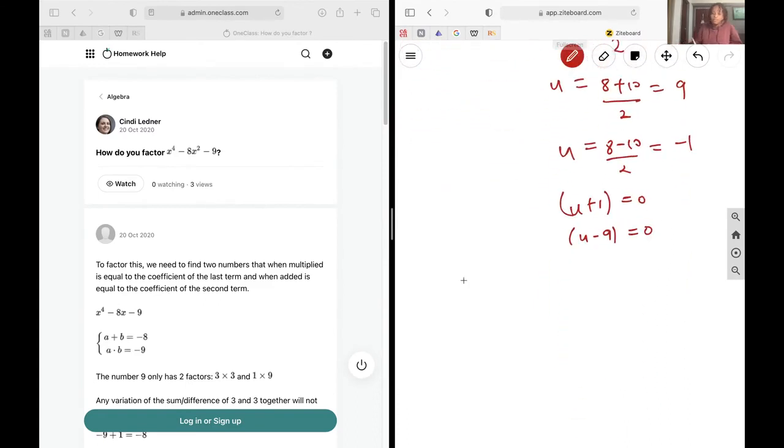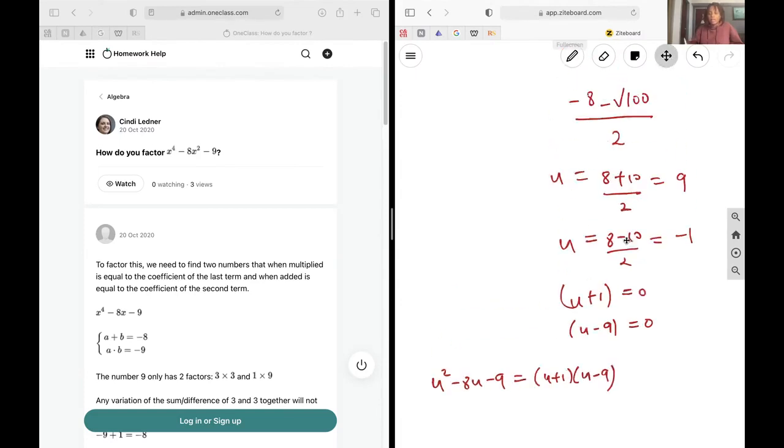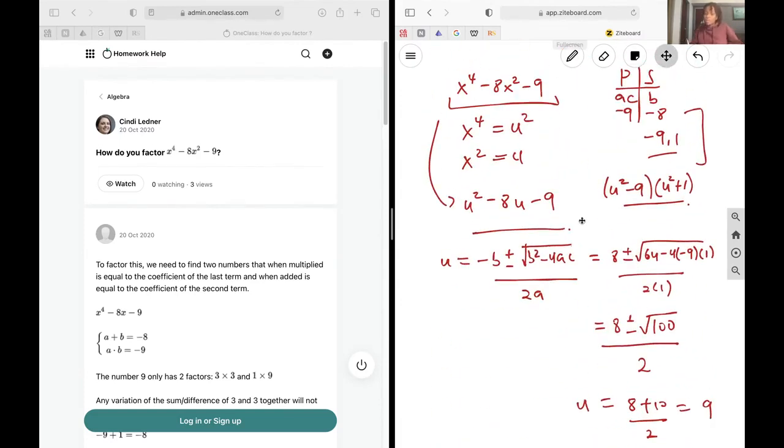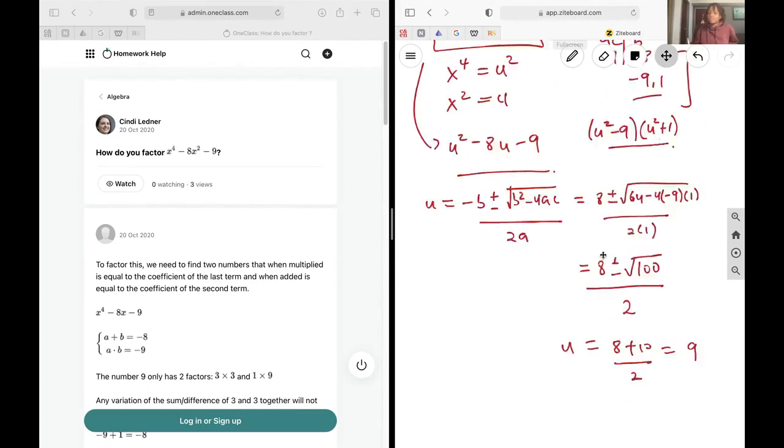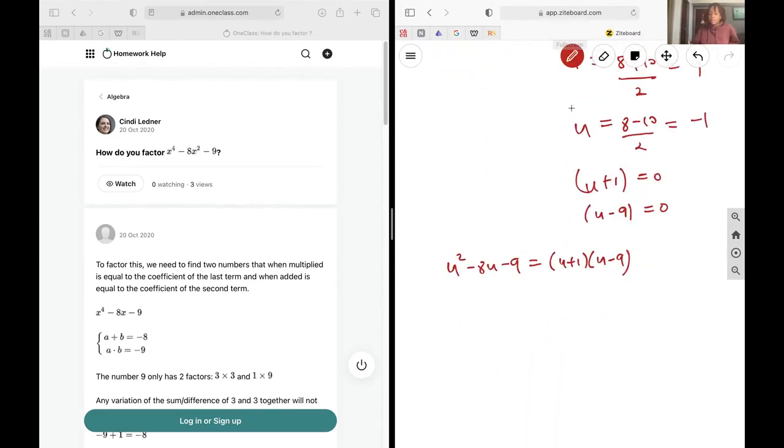Okay, and so my solution to u squared minus 8u minus 9 is u plus 1 and u minus 9. Now I come back up here and I need to remember that u represents something. And so u represents x squared, so I'm just going to go ahead and put that right back in here. And I'll get x squared plus 1 and x squared minus 9.